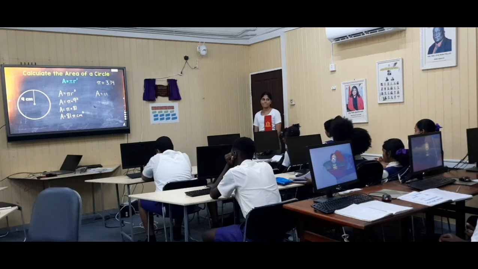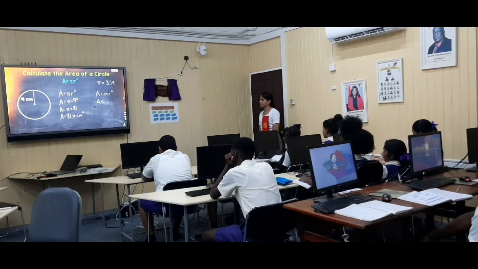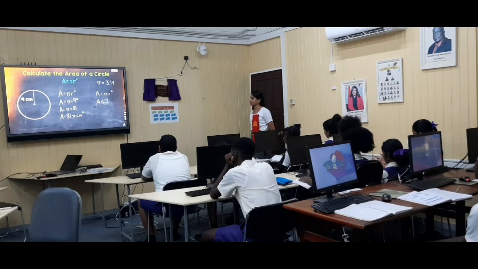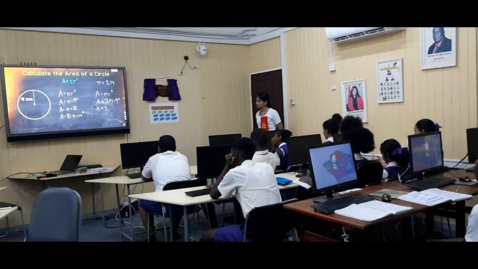So area equals pi r squared. Next, let's plug everything in. So we have area is approximately, and I'm using the approximately symbol since we are using an approximate version of pi. So 3.14 that we're using for pi times our radius of 9 centimeters squared. So 9 squared equals 81. So we end up with 3.14 times 81.